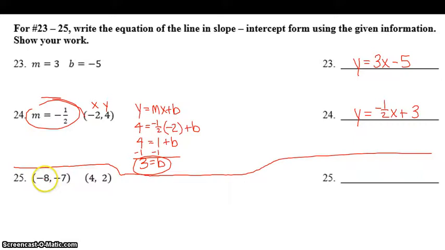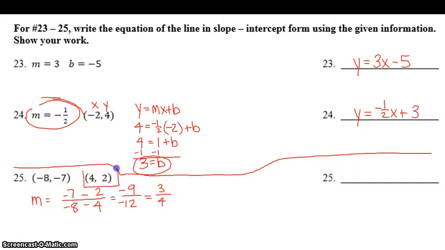So now for number 25, they don't give you a slope or the y-intercept, so you have to find slope and the b. So first we have to use slope formula. So then I'll do -7 minus 2 on top, -8 minus 4 on bottom. So what's that? -9 over -12. Negative divided by negative is positive, and I can divide both of these by 3, so that leaves 3/4. So m is 3/4. And then you can pick either one of these.